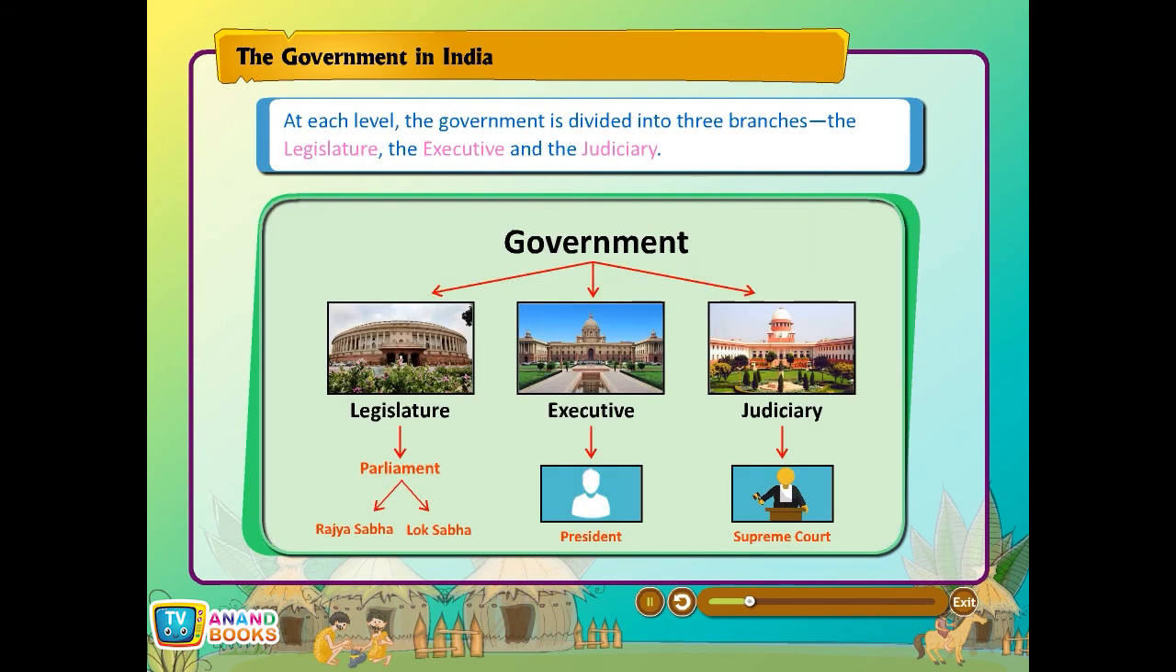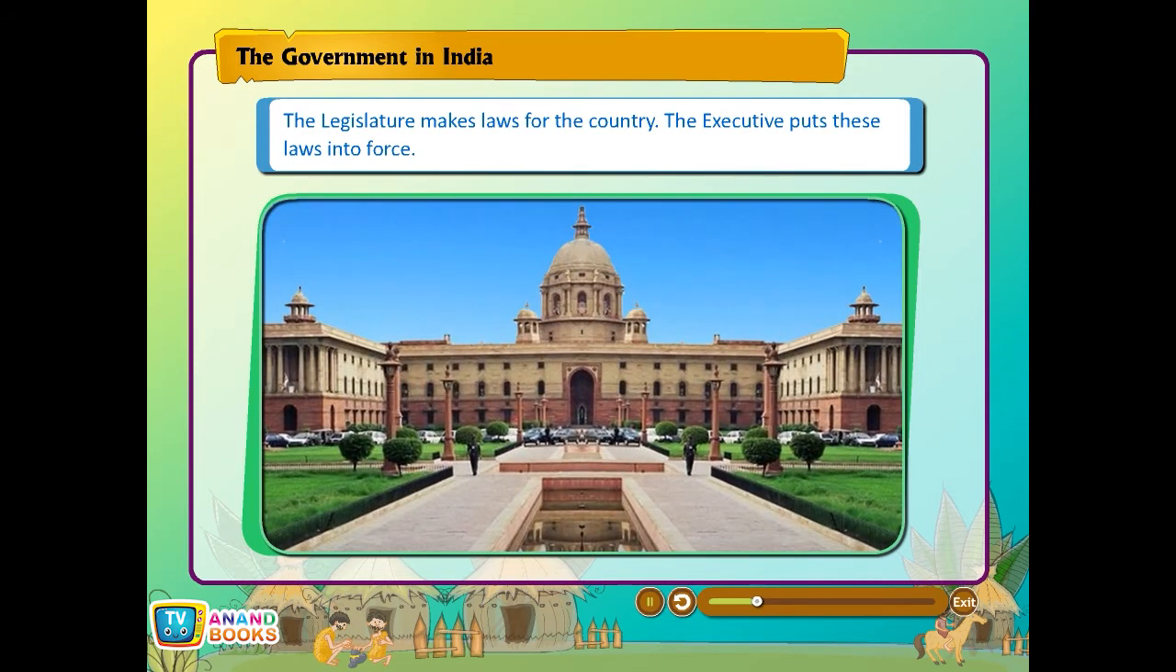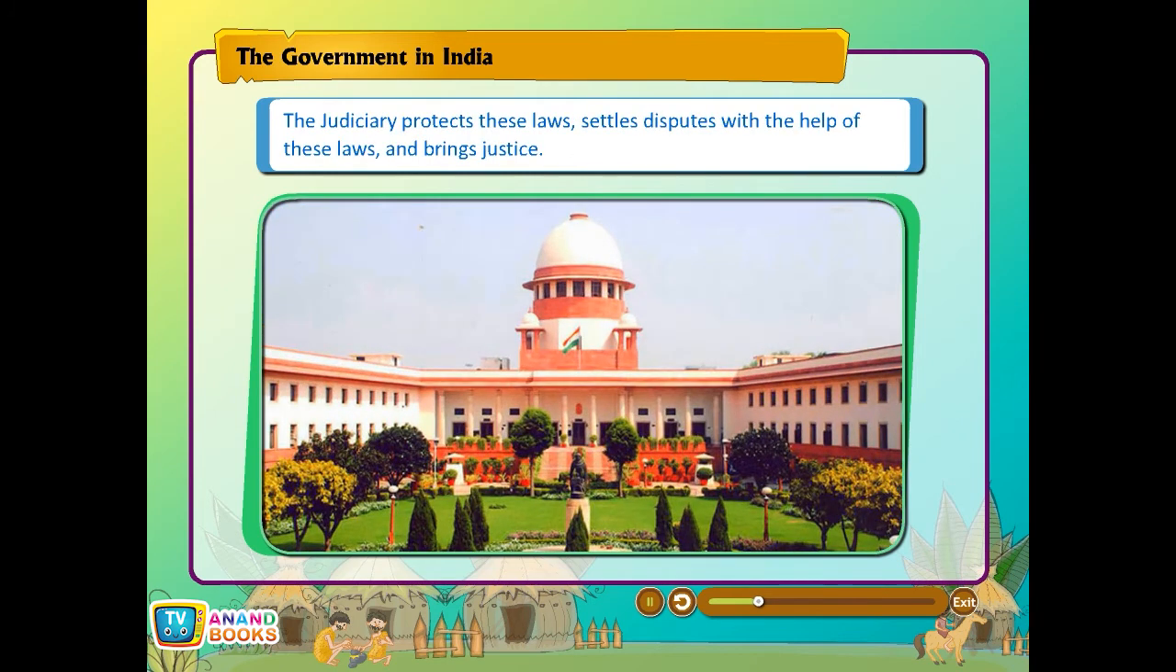At each level, the government is divided into 3 branches: the legislature, the executive, and the judiciary. The legislature makes laws for the country. The executive puts these laws into force. The judiciary protects these laws, settles disputes with the help of these laws, and brings justice.